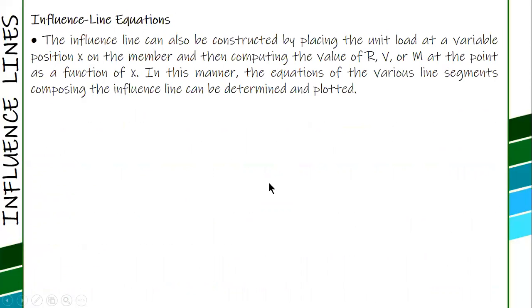The second procedure is using equations. The influence line can also be constructed by placing the unit load at a variable position x on the member and then computing the value of the reaction, shear, or moment at the point as a function of x. This is easier. In this manner, the equations of the various line segments composing the influence line can be determined and plotted. Once you have the equation, you can plot it. You can just use 2 points and connect them to make the line.